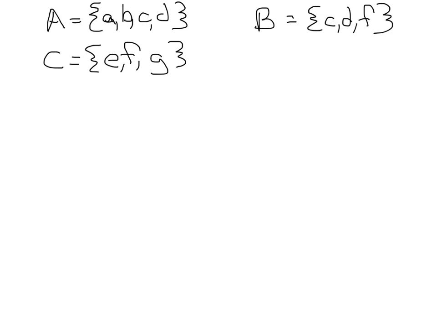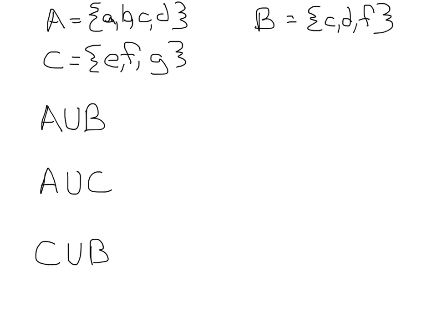All right, so I want you to push pause and then try to find the following things. Remember, we're talking about unions here, so let's do A union B and A union C and C union B. And just like intersections, I hope that you understand that if you throw B and C together or A and B together, the order is interchangeable. So C union B is the same thing as B union C. Push pause on the video, and then I'll come back and do these.